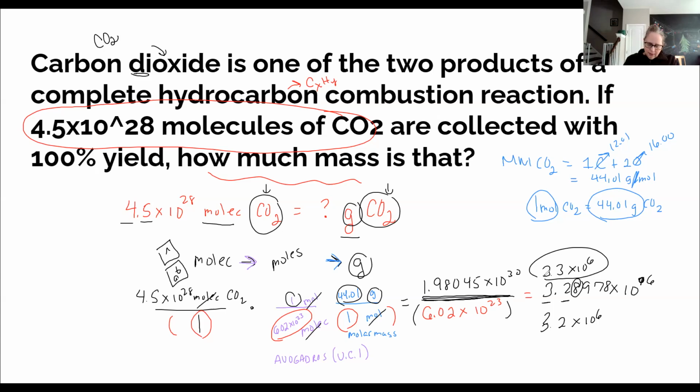Okay, and that 10 to the 6 is telling me it's going to be a really large number because it's a positive exponent. So that means it's going to be a large number. And that makes sense because we started with a lot of molecules, more than a mole's worth of molecules.